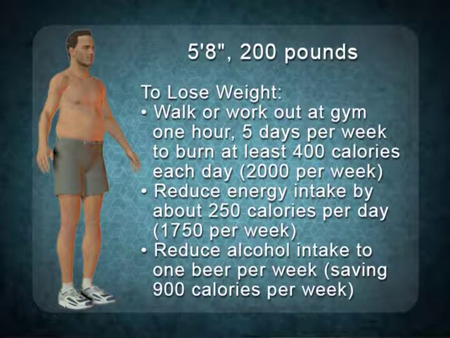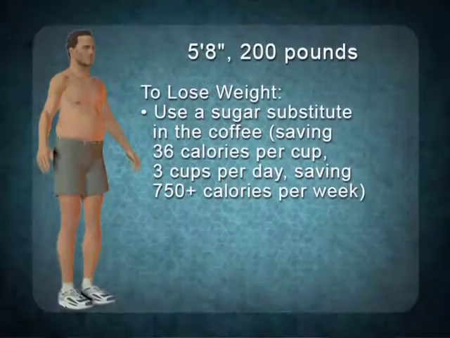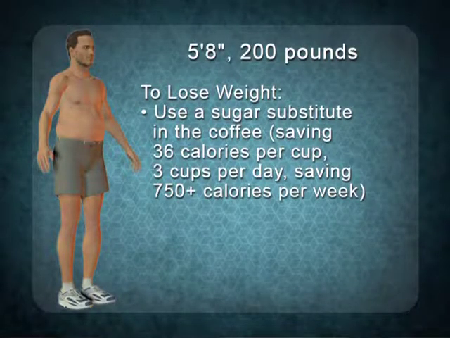He could reduce his alcohol intake to maybe 1 beer per week and save 900 calories per week. But again, all of us are going to have our own individual preferences. Maybe that's not where he wants to save calories. Maybe there's something else he could do in his diet. For example, maybe he would change from eating red meat to chicken and save some calories that way. Well, another strategy that he could try is to use a sugar substitute in his coffee, which would save 36 calories per cup, 3 cups per day, every day. He could save 750 calories per week by doing that.